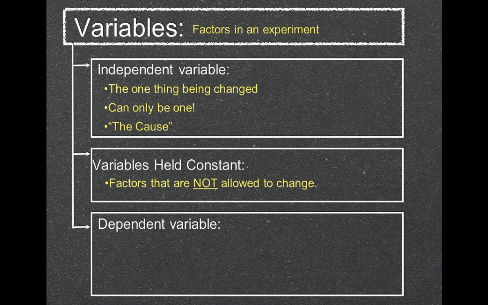That leaves us with one other category, the dependent variable. This is easy to remember because the D in dependent variable is the data you're collecting. In your experiment, the data you collect, the results of your experiment, are the dependent variable. Remember the D for data, the I looks like a 1 because it's the one thing you change.